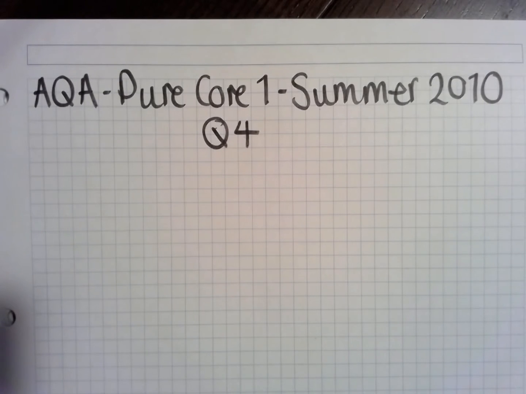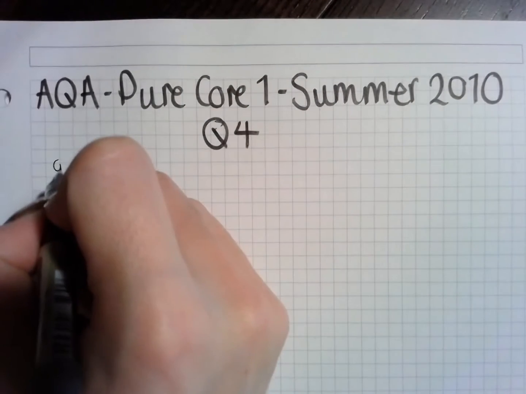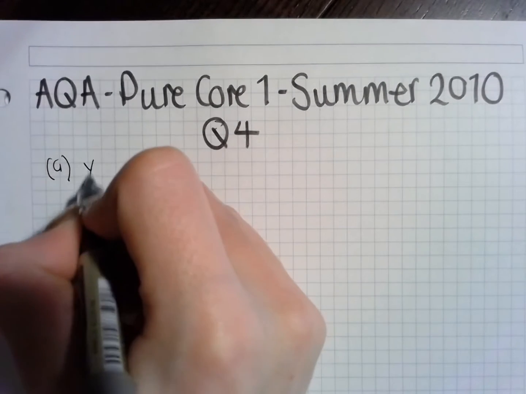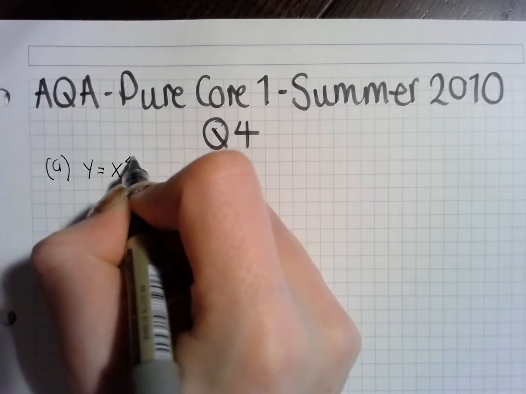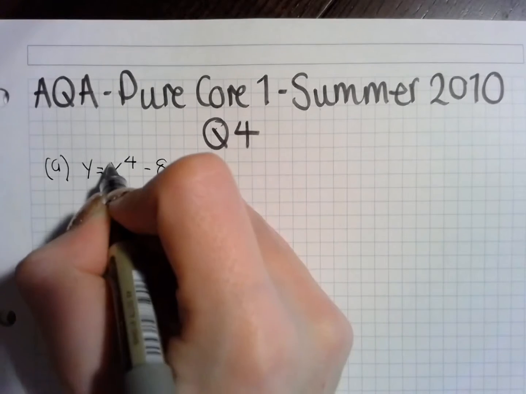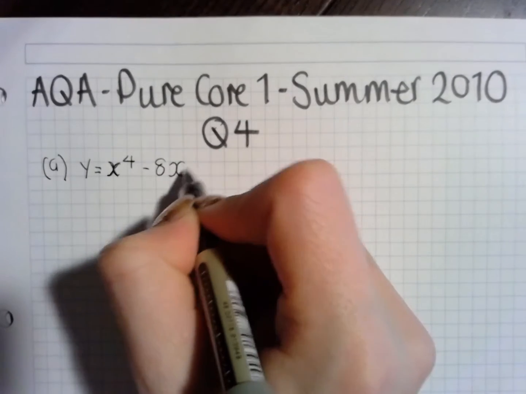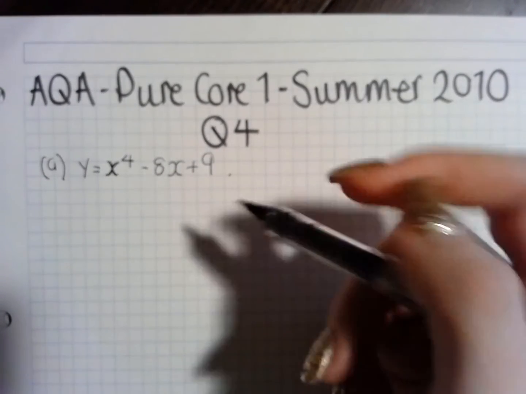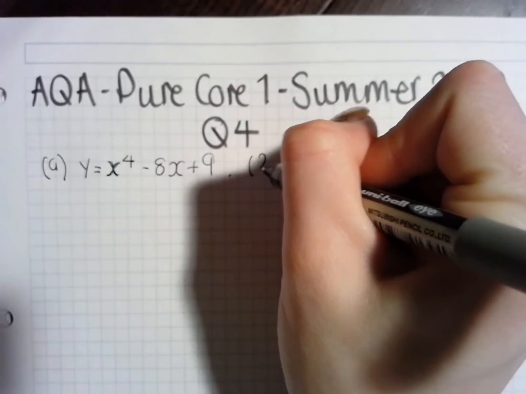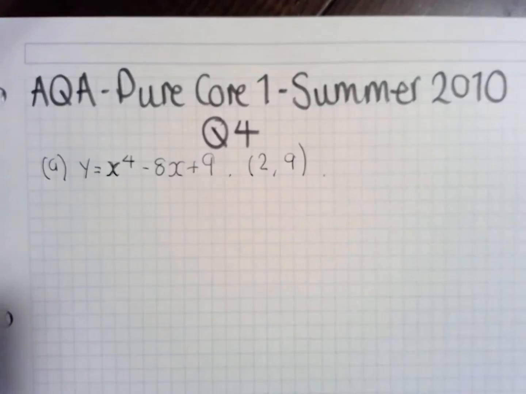Right, so AQA, Pure Core 1, Summer 2010, question 4. This question is all around integration and differentiation. You're given the equation of the curve: y equals x to the 4 minus 8x plus 9. And you're given that the point (2, 9) lies on the curve.